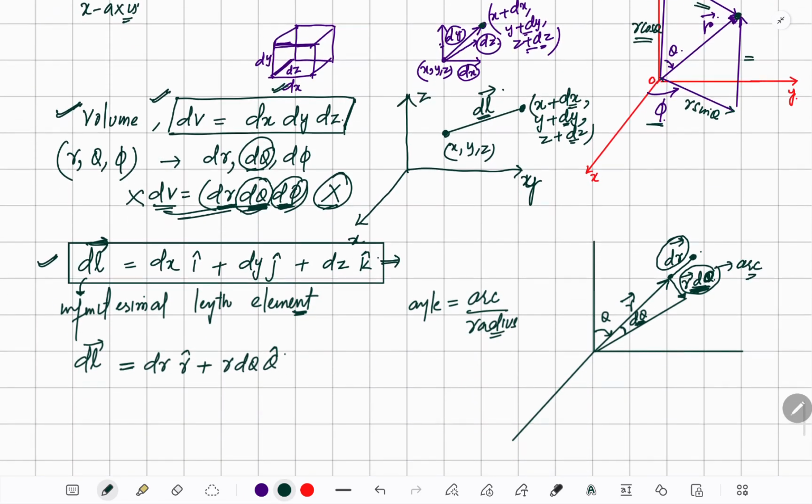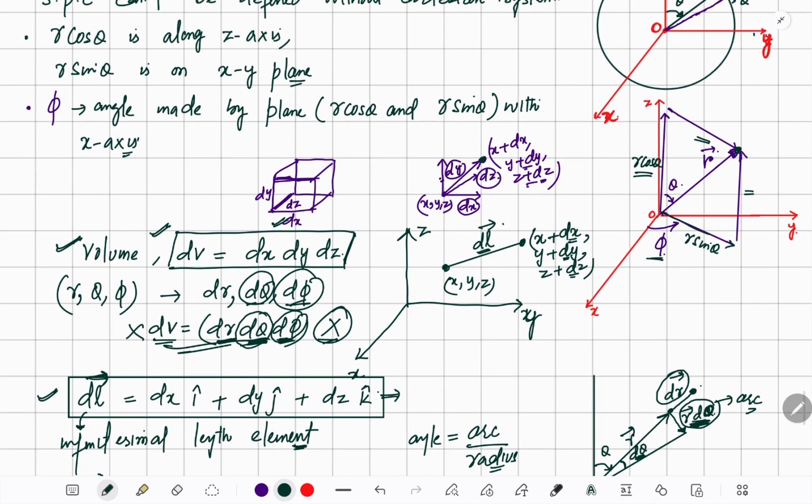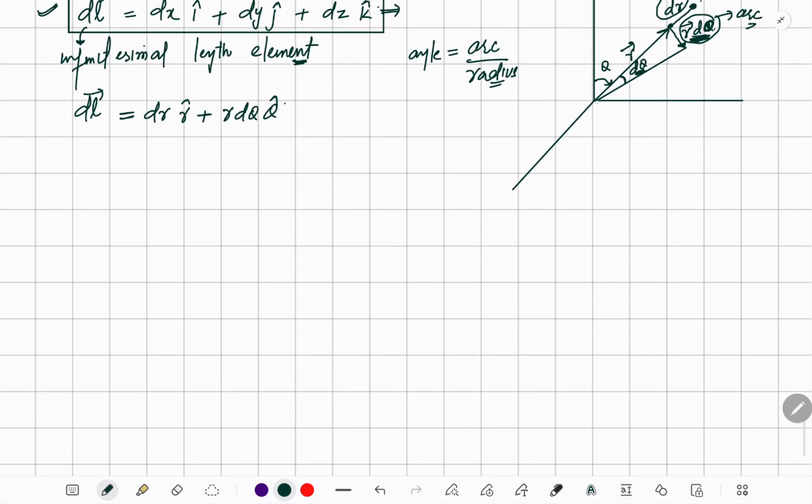Now we have to write something in place of the d phi. If you understand here, this one is r sine theta. Now it's exactly like this. So this is r sine theta. Now this is phi. If we move a bit in phi direction, like this one is the d phi, how much would this be? It would be r sine theta d phi.